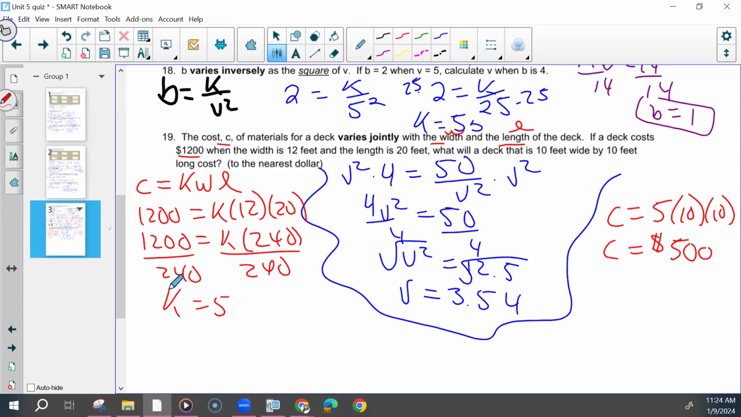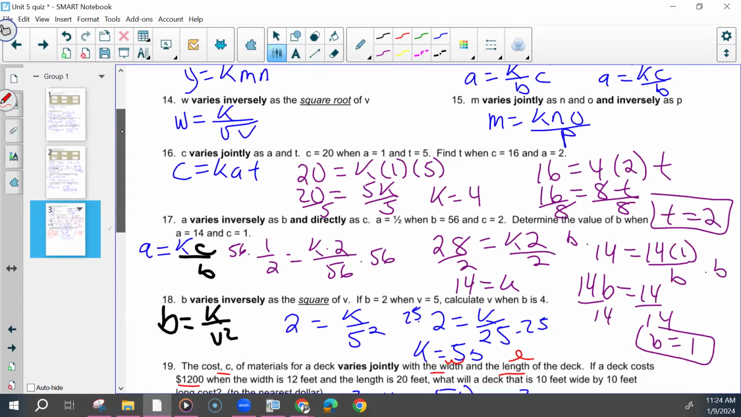Questions about this or last minute questions? Can you explain the difference between ordinarily and simple? Jointly and inversely.